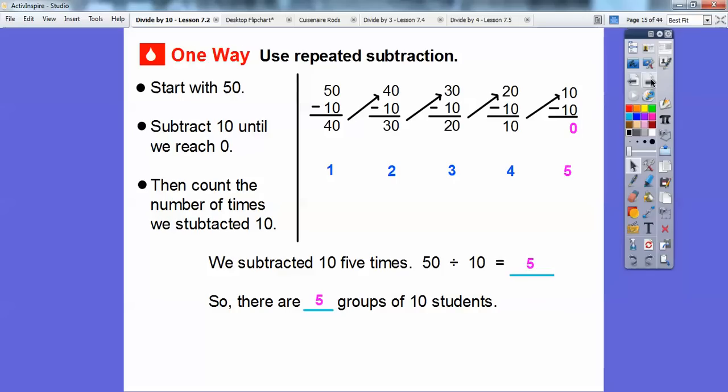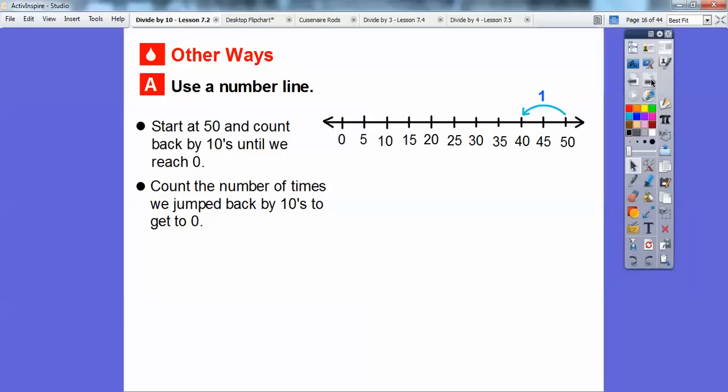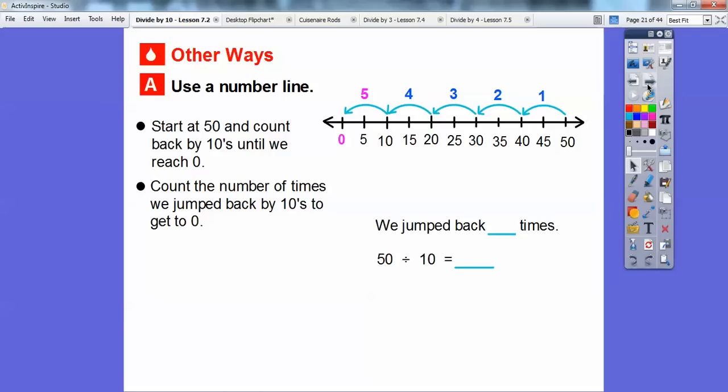Okay, easy enough. Now another way we can do this is to use a number line. We can start at 50, way over here, and jump back by tens. We keep counting back by tens until we get to 0, and then we count the number of times that we jumped backwards by tens. There's one time right there, and I'll keep jumping by tens. There's two times, three times, four times, and finally five times, and that gets us to 0 right there. So we jumped back five times.